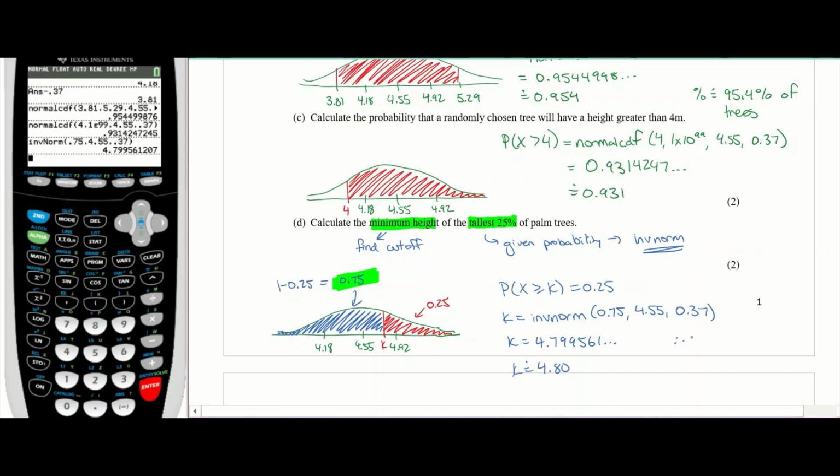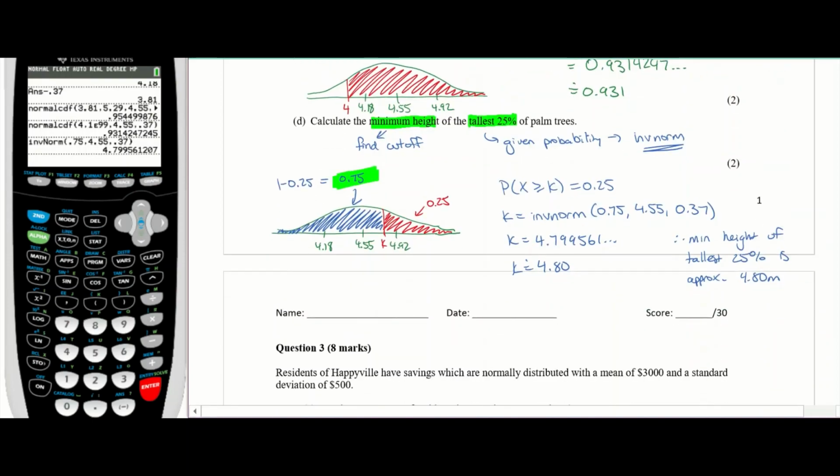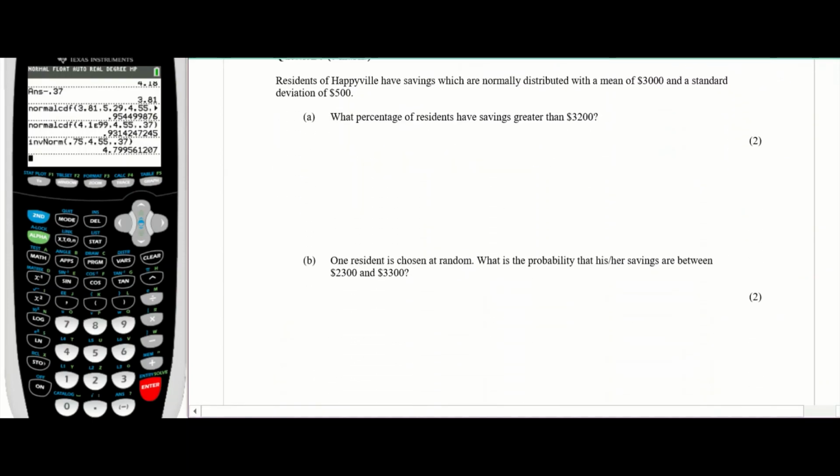So the minimum height of the tallest 25% is approximately 4.80 meters. And that makes sense, right? Because the tallest 25% would have to have a threshold height higher than the mean at least. That's the only way it would work. Okay, so let's go to the next set of questions just for a bit more practice.